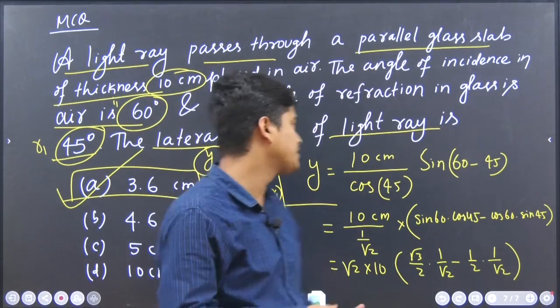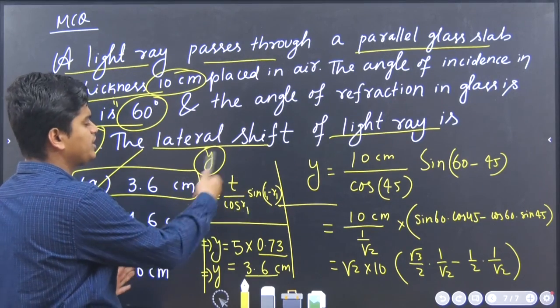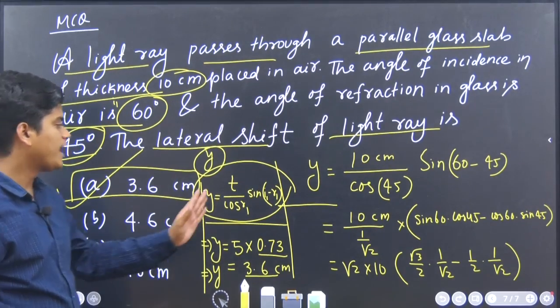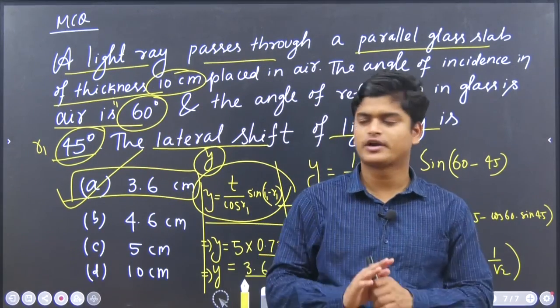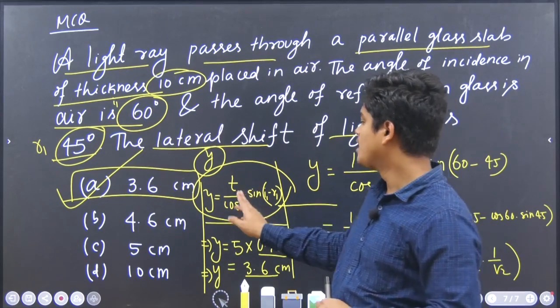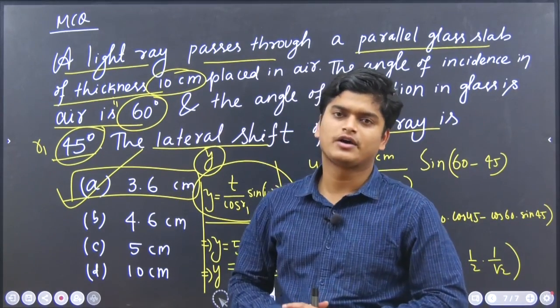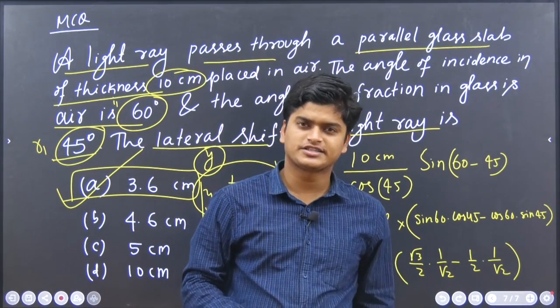So directly they asked the lateral shift y and gave I1 and R1. So immediately you put them in this formula, if you remember it, then you can get the answer correctly. And in place of I1 and R1 you can also take I and R, no issues. So lateral shift you can take as t by cos R into sin of I minus R. So this is the idea about lateral shift. I hope you understand.